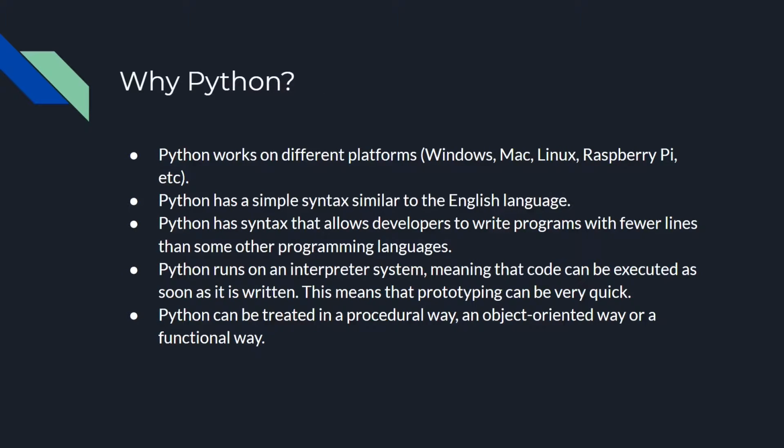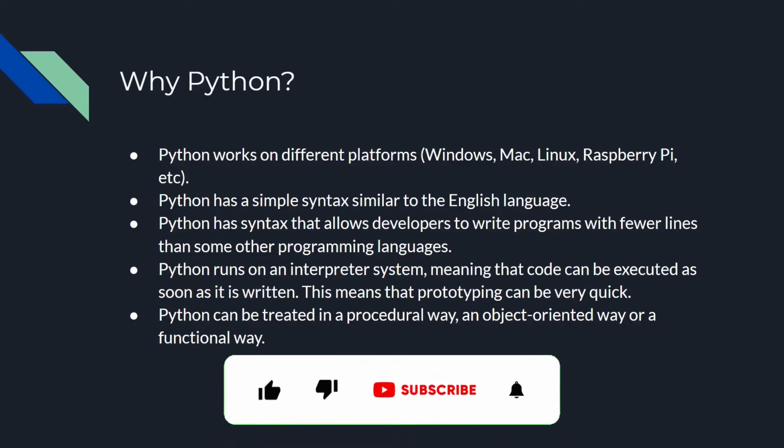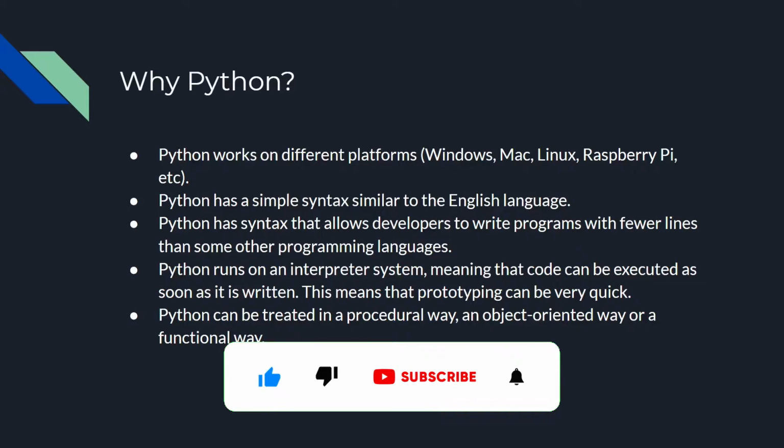Why Python? Python works on different platforms like Windows, Mac, Linux, Raspberry Pi, etc. Python has a simple syntax similar to the English language. Python has syntax that allows developers to write programs with fewer lines than some other programming languages.